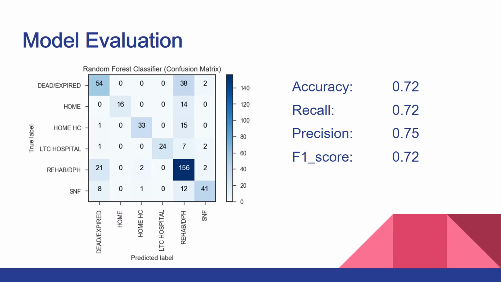When we look at the confusion matrix, the diagonal elements show the number of correct classifications, and the off-diagonal elements are misclassified. We can see that rehab DPH tends to be misclassified, and the reason may be rehab DPH is already a mixture of labels. If we can further split labels, we're likely to achieve higher prediction accuracy. Now, I will hand it back to Tianjiao again.